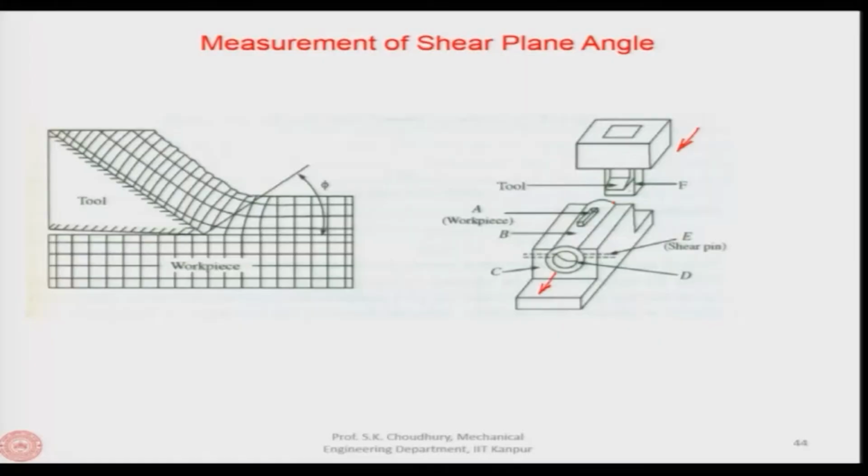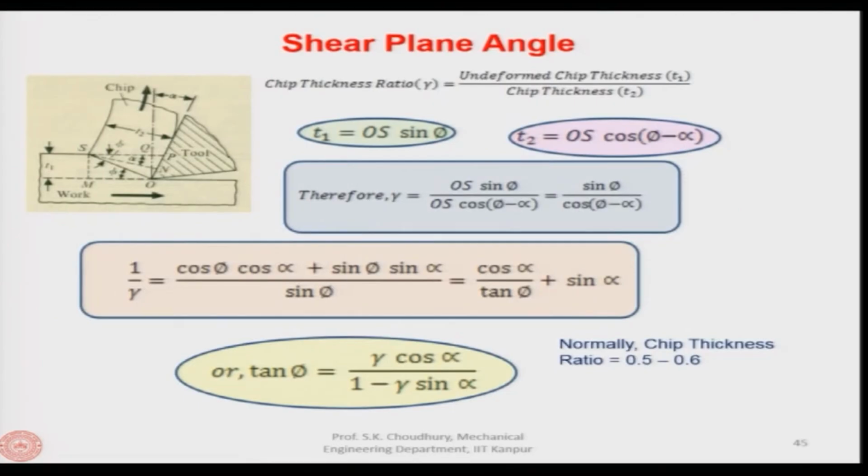Of course, this is not a very accurate measurement. There can be faults, there can be errors, and therefore, normally the shear plane angle is determined analytically, and that is also a very easy process. For example, here if you see the diagram, we have the tool here, and this is the rake angle. This is the shear plane angle that we have seen.